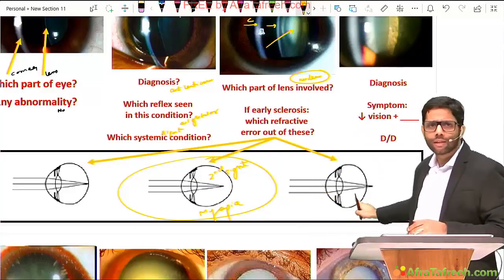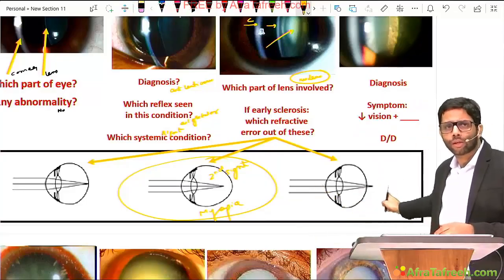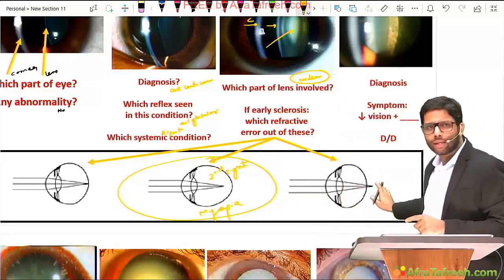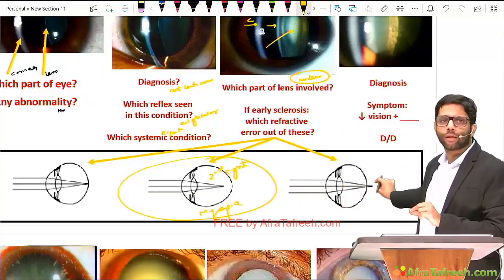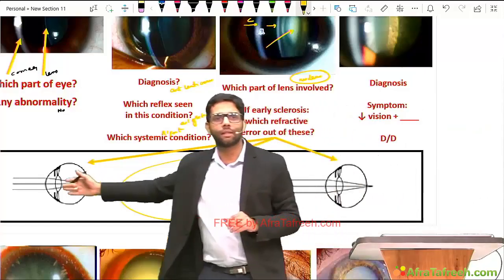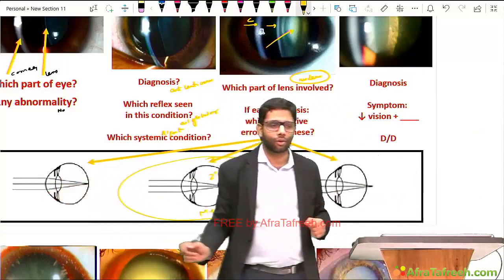What is this? Light is going behind. This is hypermetropia. Focus at a single point. Any astigmatism here? No, because all the rays are focused at a single point. This is simple myopia and this is emmetropia, which you call normal.